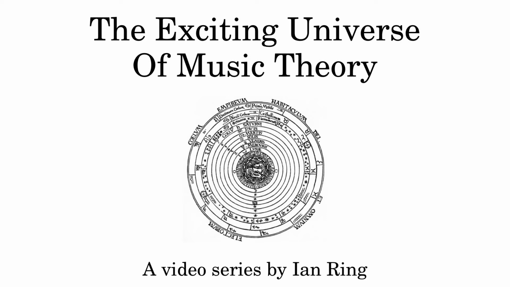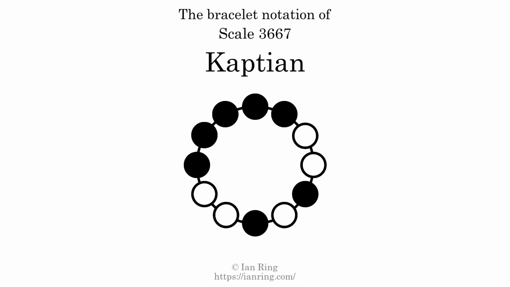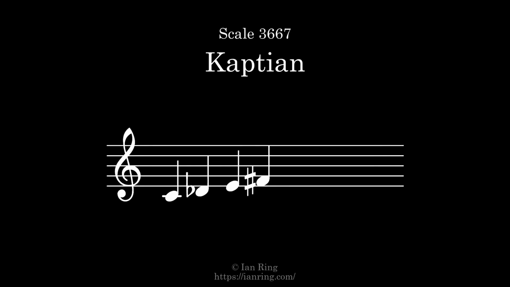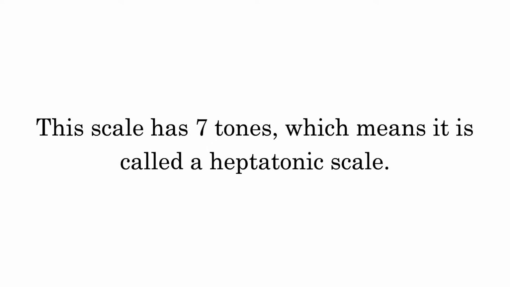Welcome to the exciting universe of music theory. Are you ready to learn? Then let's begin. Today we will talk about Scale 3667, Kaptian, which sounds like this. This scale has 7 tones, which means it is called a heptatonic scale.